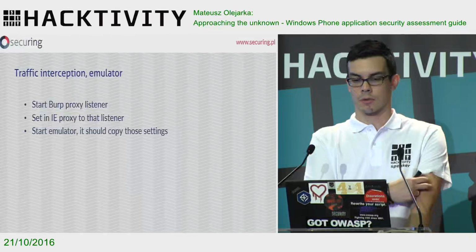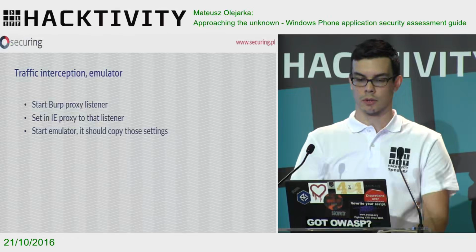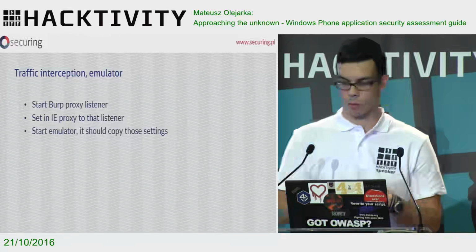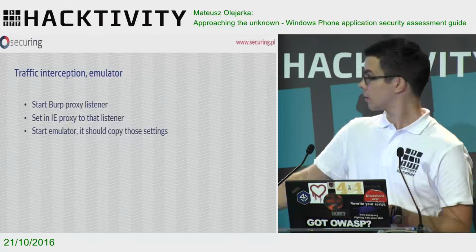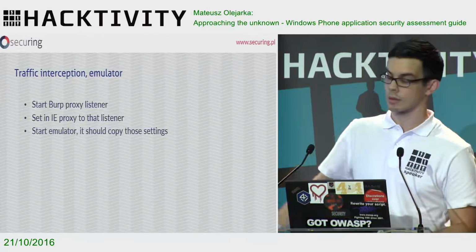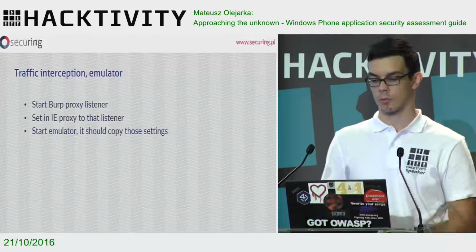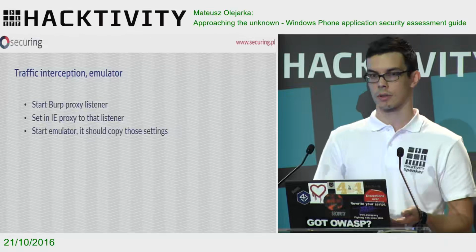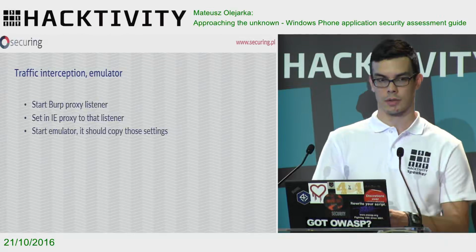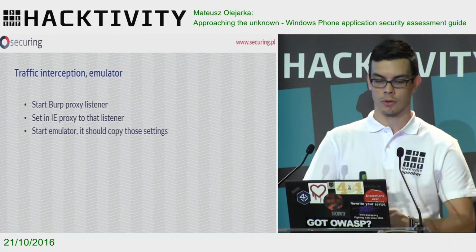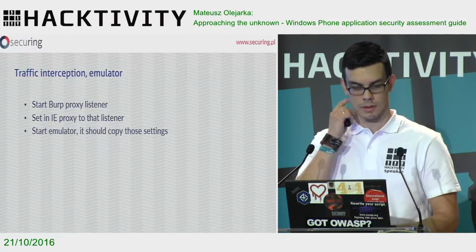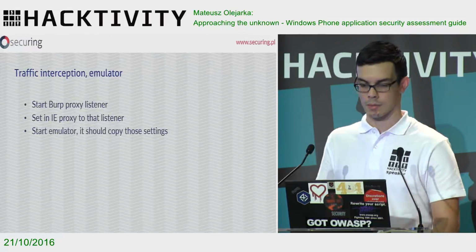Okay, next thing. In case of traffic interception, when we use the emulator, what is important is the order in which you start the steps. First, you have to start the proxy, for example Burp, set IE to that listener, and then start the emulator, because when this virtual machine starts, it copies your proxy settings from host to guest. When you do it the other way, sometimes these settings don't show up on the guest machine.